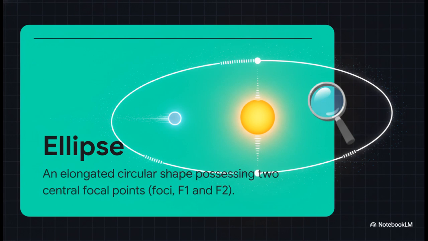To really wrap our heads around this, we need to look at the geometry of an ellipse. Basically, an ellipse is an elongated circular shape possessing two central focal points, which we call foci, labeled here as F1 and F2. Now, what's really interesting about this slide is how it fundamentally changes our view of the sun's position. Right? In a perfect circle, the sun would be sitting dead center. But in this elliptical shape, the sun isn't in the exact middle at all. It's firmly anchored at just one of these two glowing central focal points. And the other focal point? Well, it's literally just empty space. This means that during a planet's year, there are going to be times when it's significantly closer to the sun and times when it's much further away.